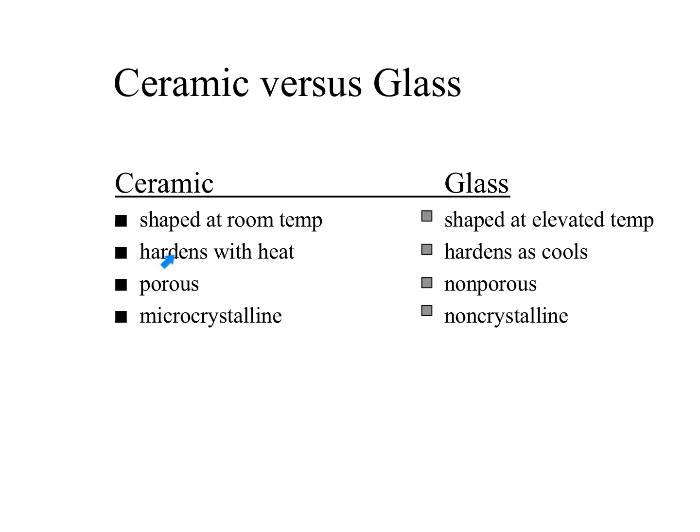Ceramics are going to harden when they're heated. Glass, when it's heated, becomes more liquid and it flows and it hardens as it cools. Ceramics are very porous, and so we end up putting a glaze on the ceramics if we don't want them to be porous, that is a glassy glaze, and the glass is non-porous. And then ceramics have a microcrystalline structure with the aluminosilicates, whereas glass is non-crystalline. We talked about that a lot in that section, that glass is amorphous.